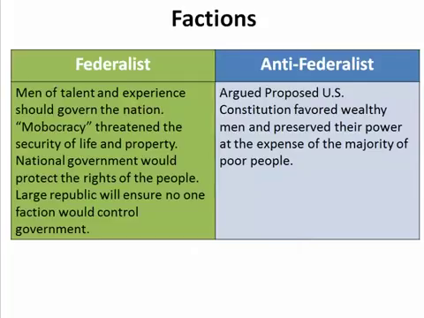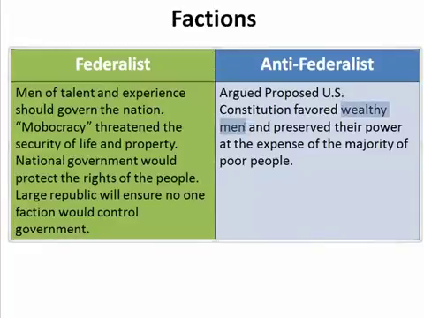Factions. And let's look at this. Anti-Federalists argue that the proposed U.S. Constitution favors the wealthy, men with money, men with means, men with property, and preserves their power. See, that's a faction, at the expense of the majority of the poor people. Well, the Federalists said that men of talent and experience should govern the nation. We're going to choose those men through election to rule over us.